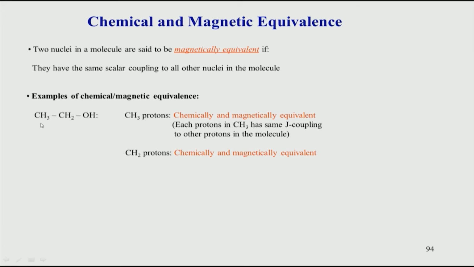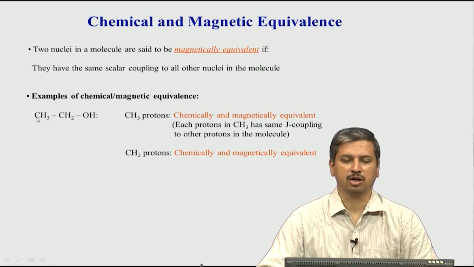So, in the methyl group case, we have to see if each of the hydrogens in this methyl group has the same J coupling with all other hydrogen atoms in the molecule. If yes, if they have the same coupling, then we say that these three hydrogen atoms are not only chemically equivalent, but they are also magnetically equivalent. So, this is the concept.